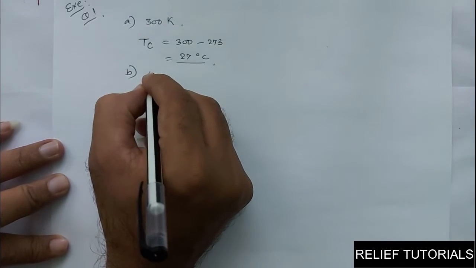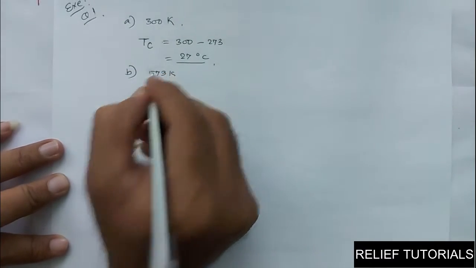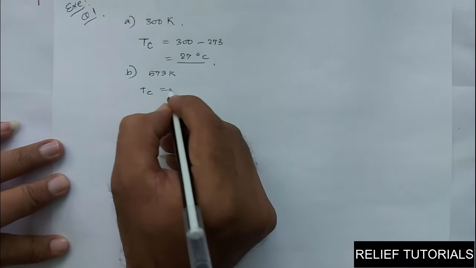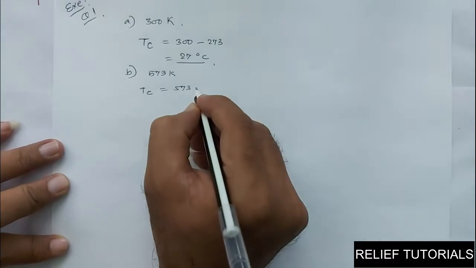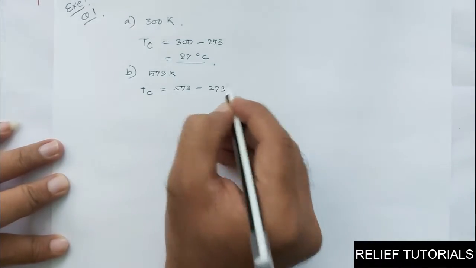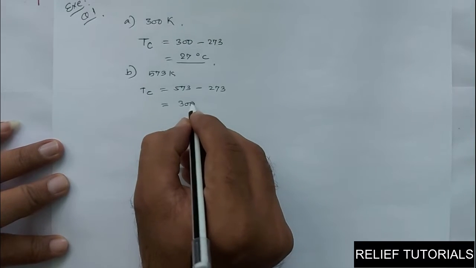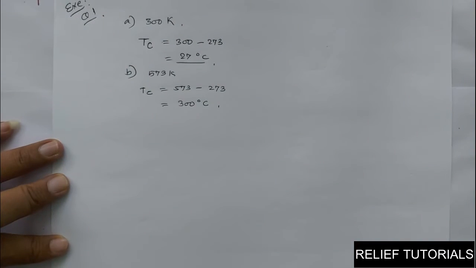Another is 573 Kelvin. So temperature in terms of Celsius can be obtained by subtracting 273 from the given. 573 minus 273 is 300 degrees Celsius.